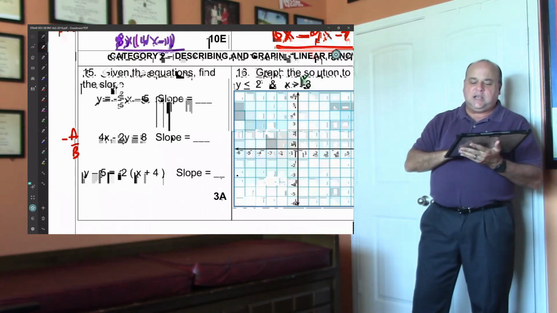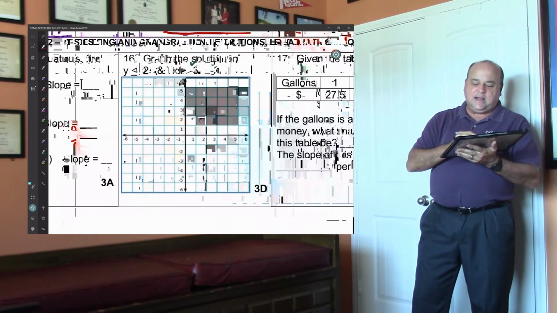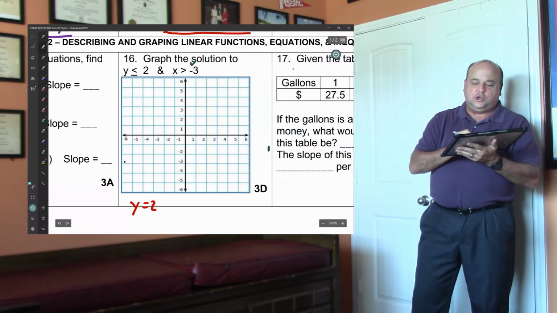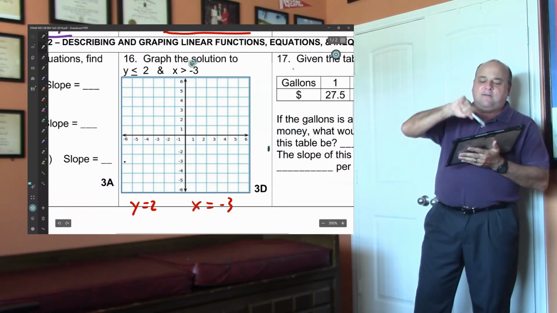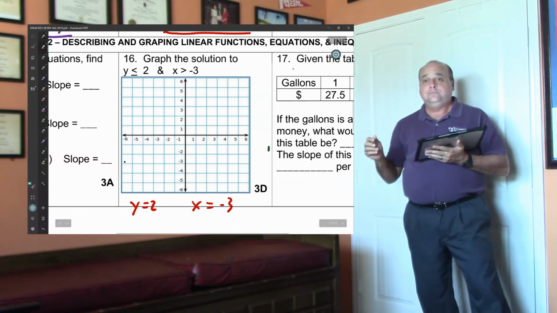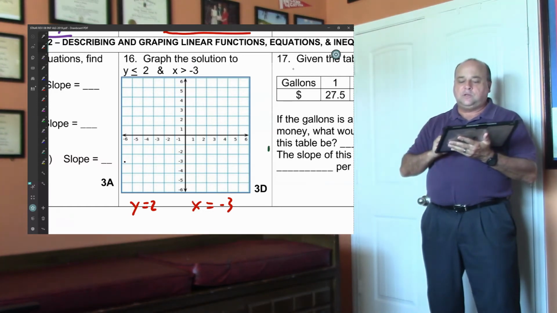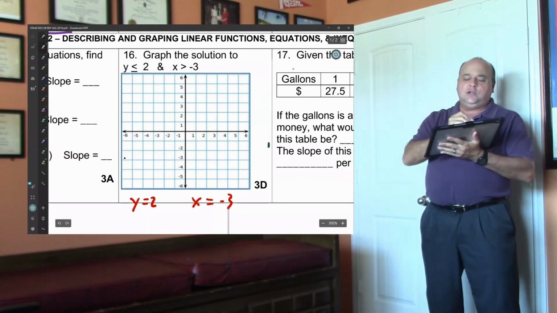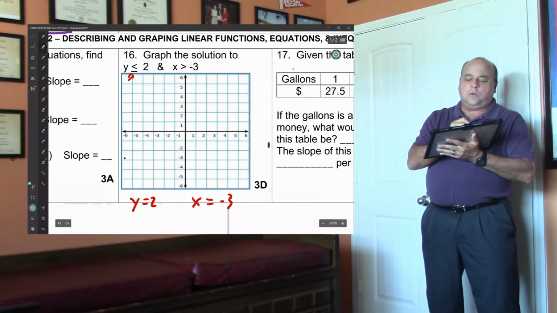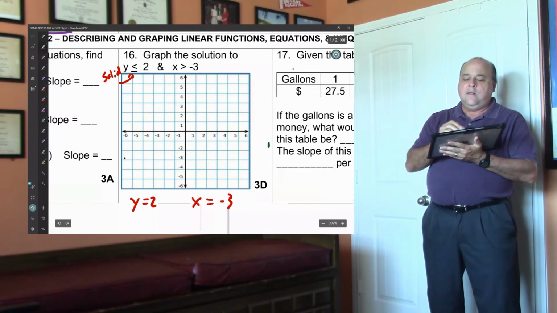Go to number 16. On number 16 at the bottom, write down y equals 2 and x equals negative 3. I'm going to graph both of those lines. Now then, when I do this, do y'all see that this bar has an underline? That's going to be a solid line. This does not, does it? This will be a dashed line.